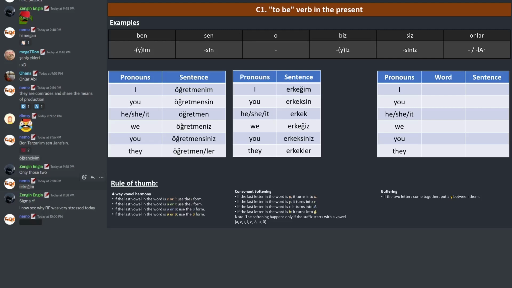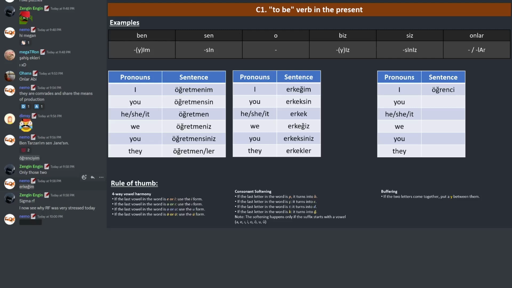I will try to speed this up for the majority. I'm sure most of you are already familiar with this. Let's use an example that would have a vowel in it, so we can use this buffer. For example, my example from before, "öğrenci," student. So this time I need this Y because it ends with a vowel, the letter i.